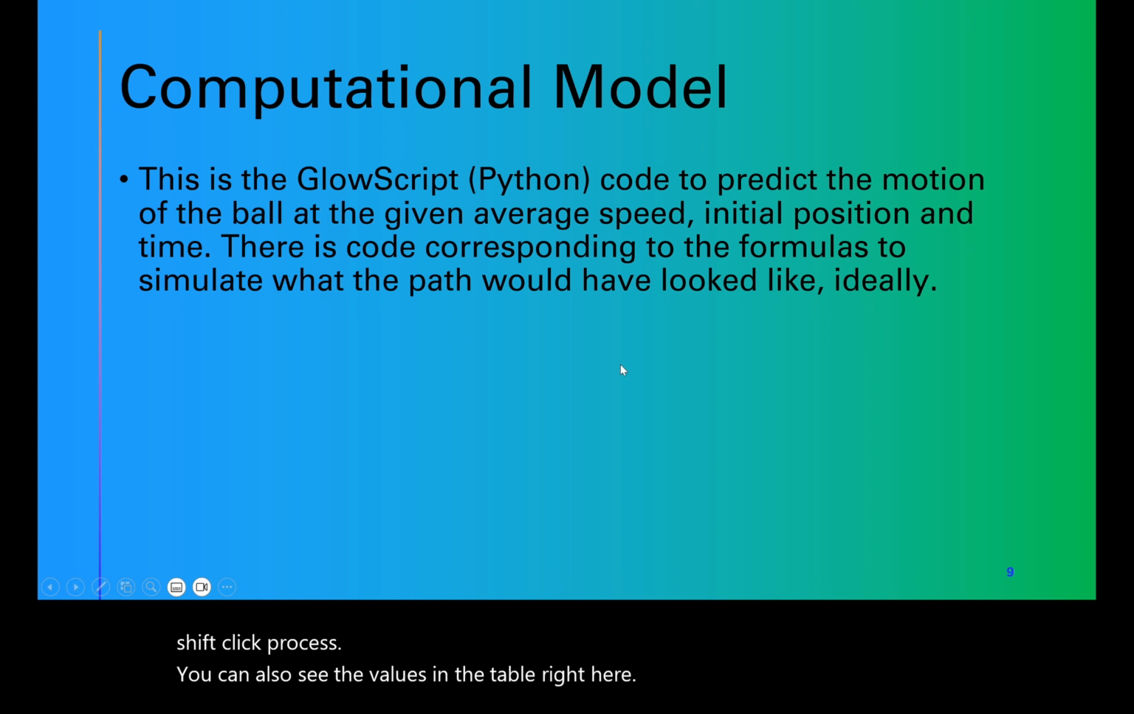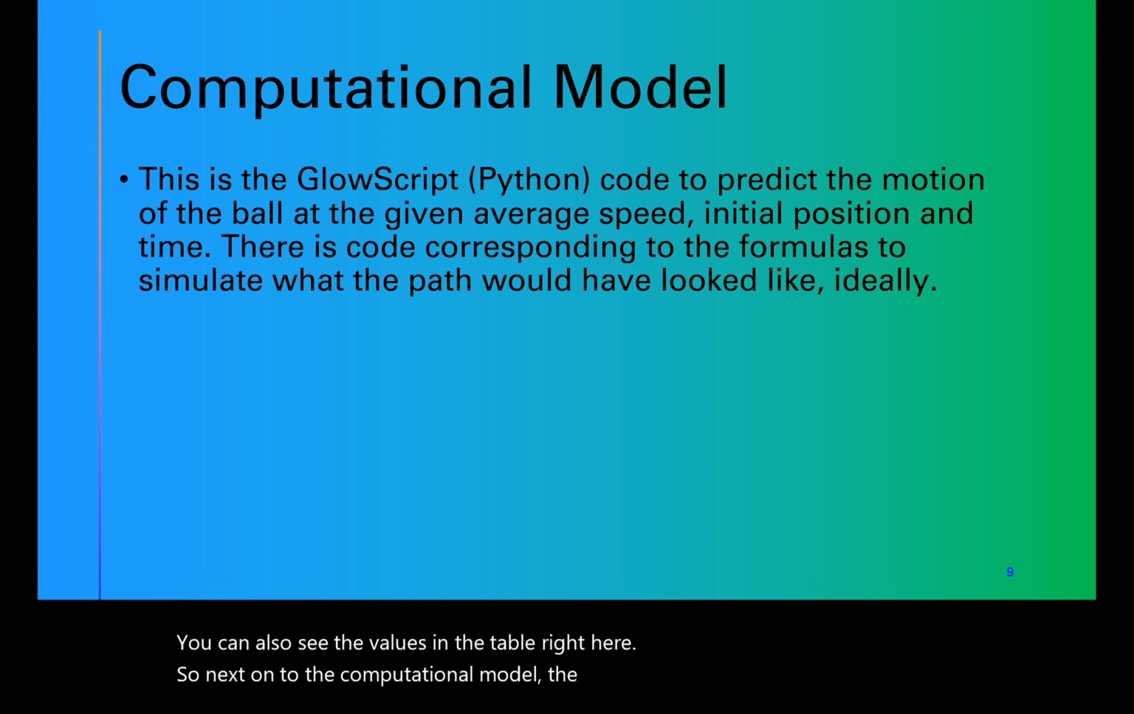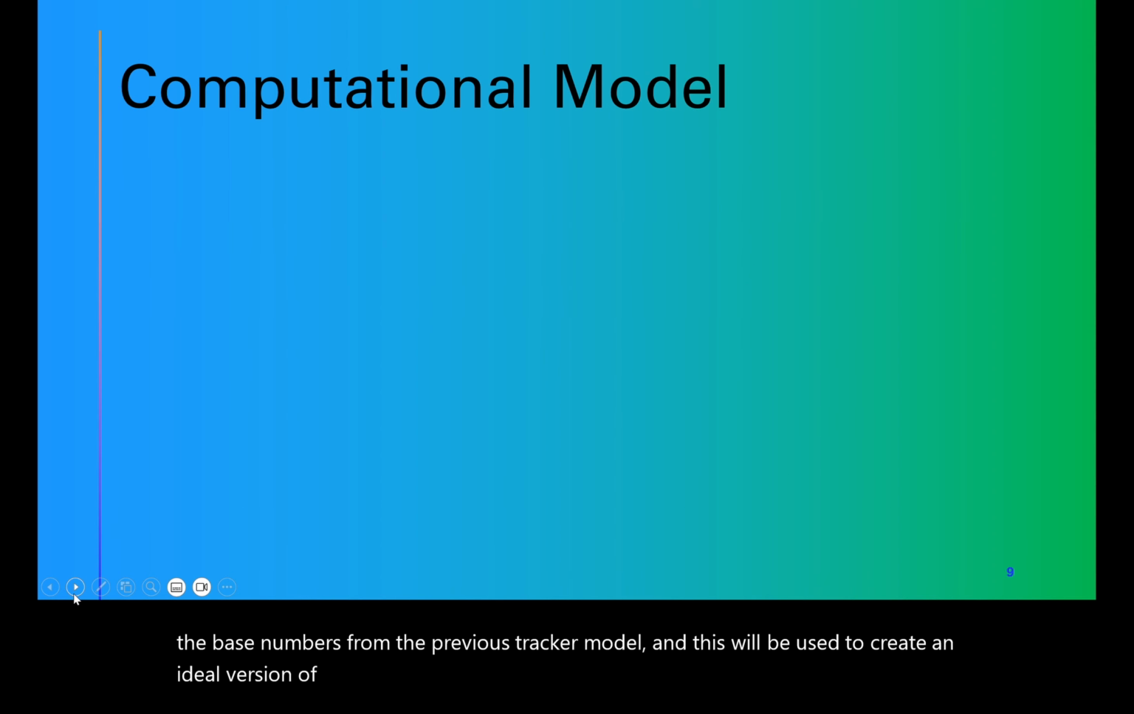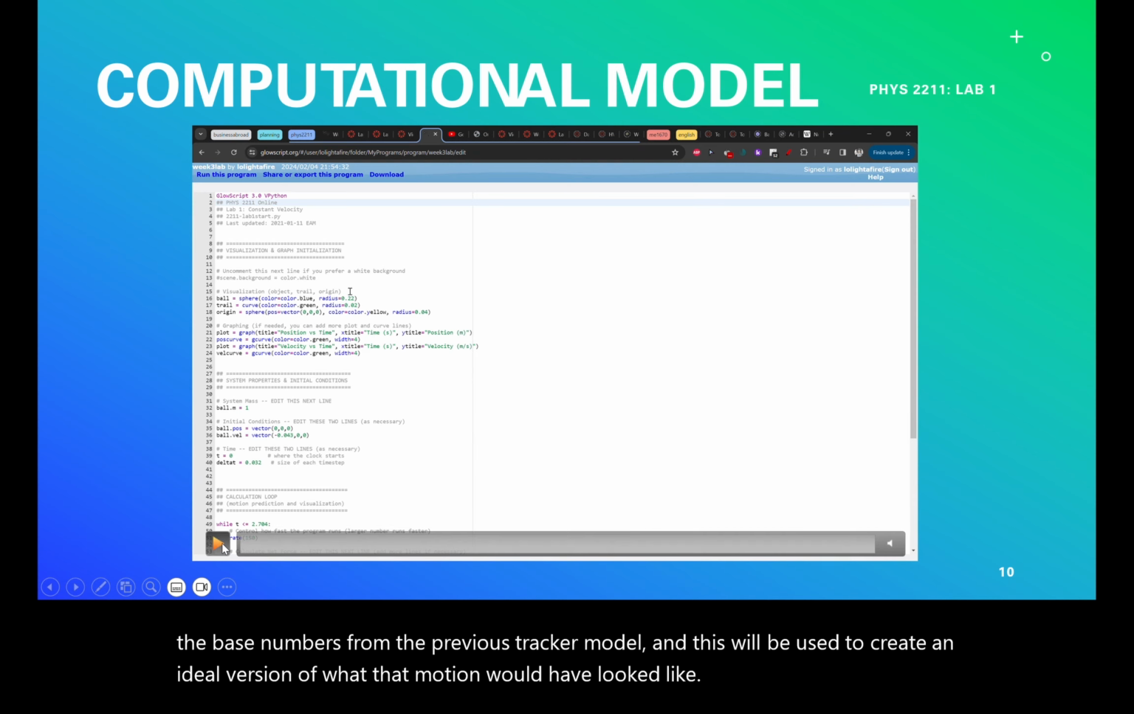So next, onto the computational model. The average velocity was calculated using the base numbers from the previous Tracker model, and this will be used to create an ideal version of what that motion would have looked like. So you can see the code right here.